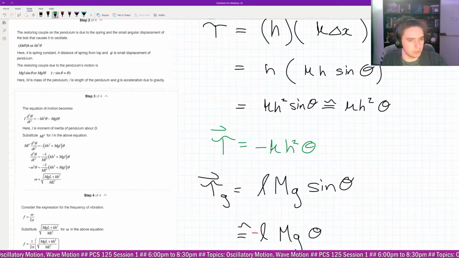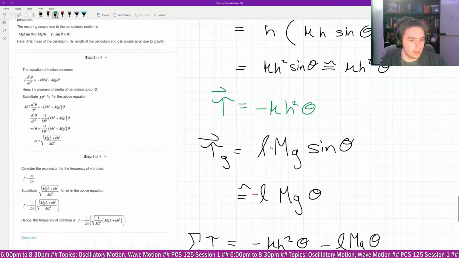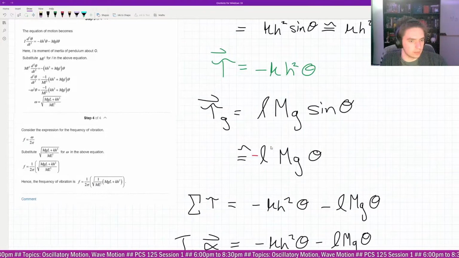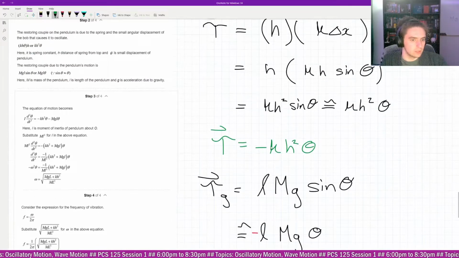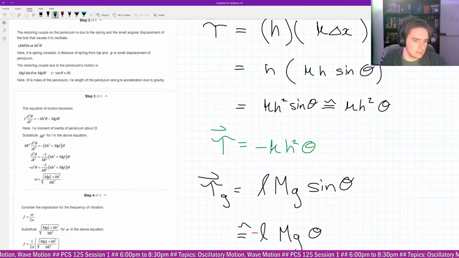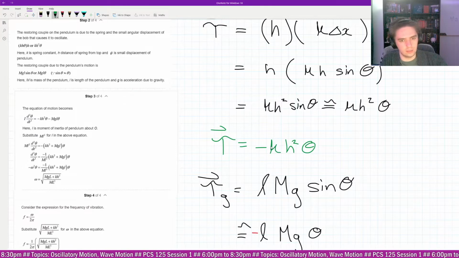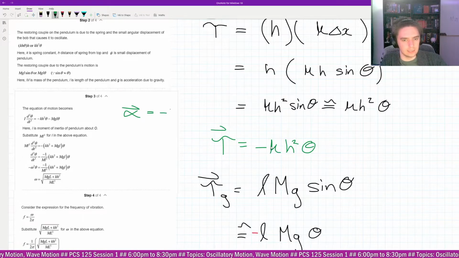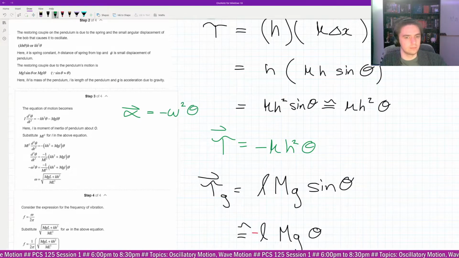So what they do is we have this equation. Put in ml squared for I. And then our goal is to rearrange for omega, because once we have omega, we can just find the frequency like this, right? It's pretty simple. So the omega, in the solution, it appears here. Somehow, angular acceleration is negative omega squared theta.